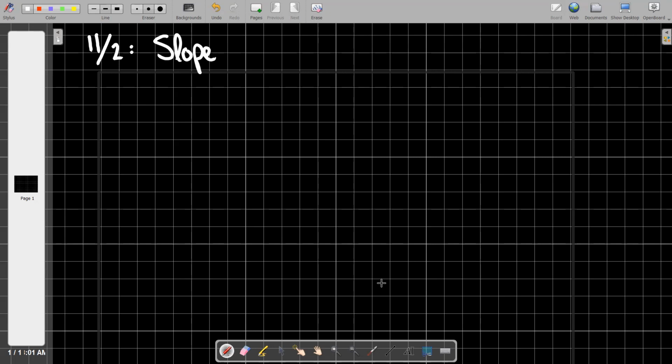I never know how much to say about this. I almost feel like with slope, the more you say, the more likely people are going to mess it up. So again, slope is a number. And I said this a few minutes ago. It's the number that defines how a line behaves.